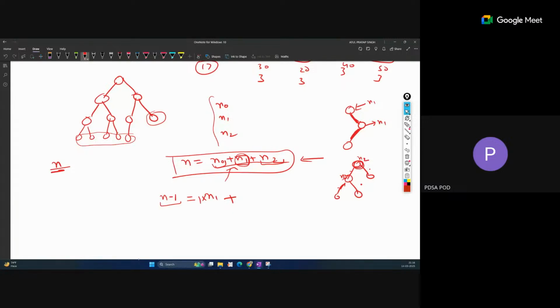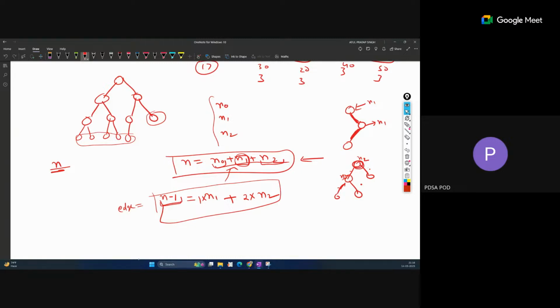So total number of edges, how much are there? 4. Okay, so 2 into 2. So we can write like 2 into n2. So this equation is also correct. This is in the form of edges, but we have written this in the same terms n. Total number of edges equals n minus 1, equal to the number of nodes with one child contributing n1 edges. Number of nodes with two children are contributing 2 into n2 edges.